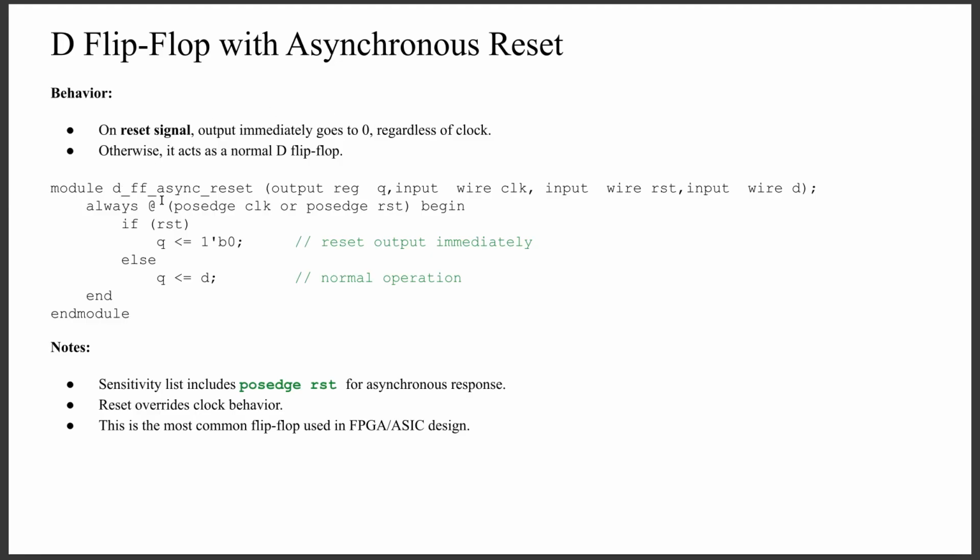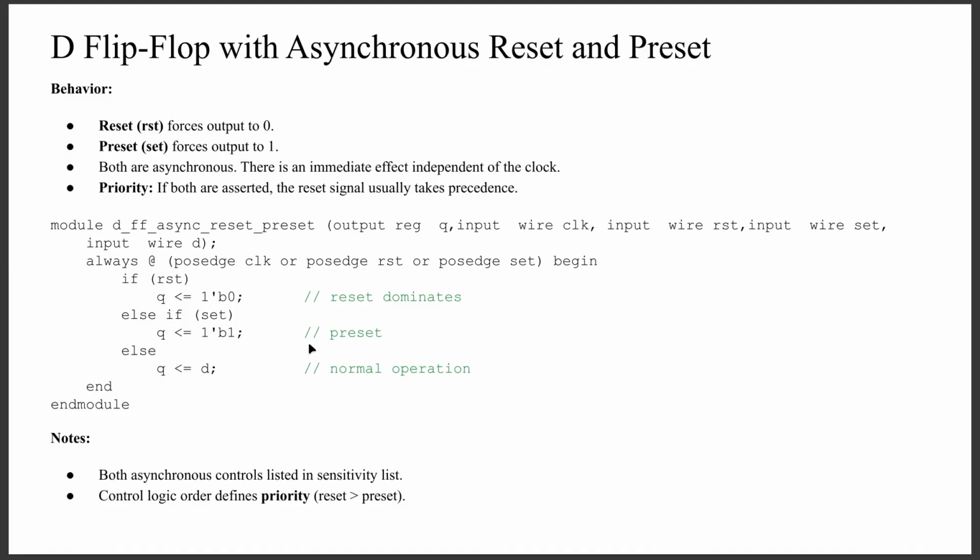We declare a module called DFF async reset, where we declare an output Q, an input clock, an input reset, and an input D. Always at the positive edge of clock or the positive edge of reset: if we reset, Q is set equal to 0, else Q is set equal to D. Note, the sensitivity list includes the positive edge of reset for an asynchronous response, and reset overrides clock behavior. This is the most common flip-flop used in FPGA and ASIC design.